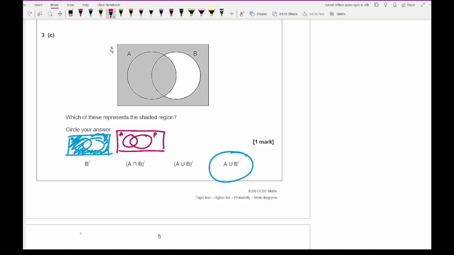If I wanted not A or not B, so not A and B, well, A and B is this bit, so the bit that's wanted is going to be everything else. So that's going to be this region here, which doesn't represent the graph. And for this one, not A or B, well, A or B is this bit here, so not that will be all of this green bit here.